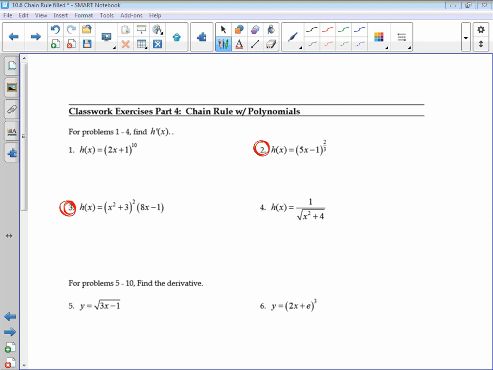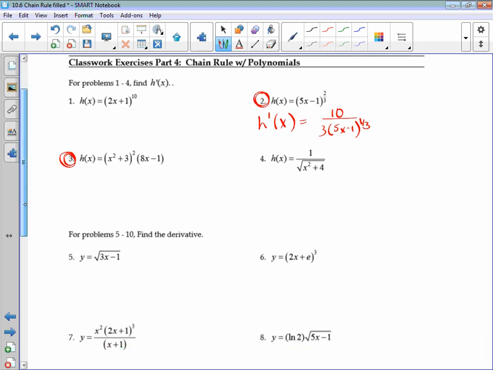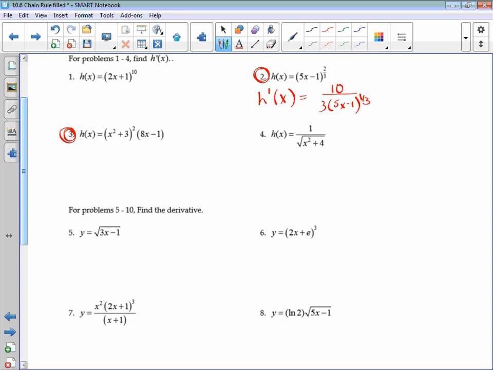All right, guys, so first let's look at number 2. Did you get 10 over 3 times 5x minus 1 to the 1/3? Yes? So basic chain rule we get, right? Okay. Chain rule and product rule is where it gets tricky. Let me put the answer up first, and then we'll go through it.